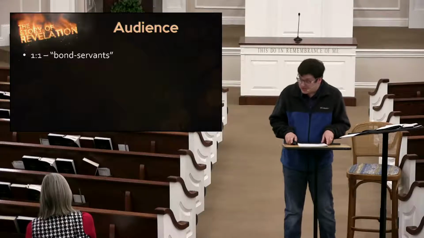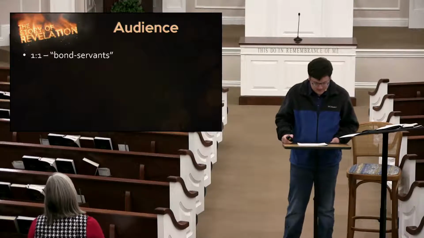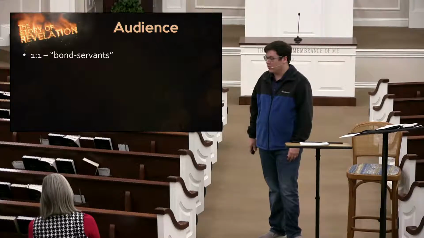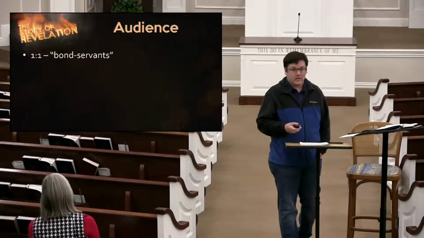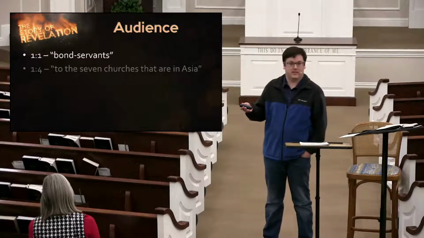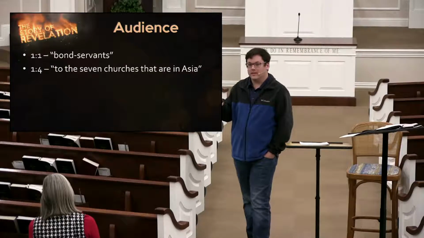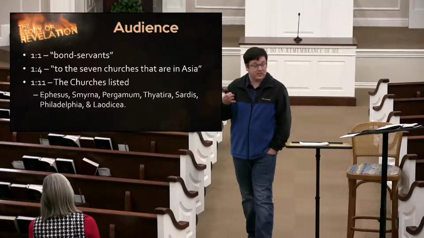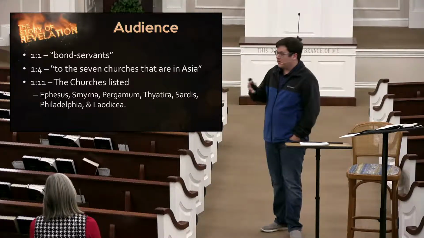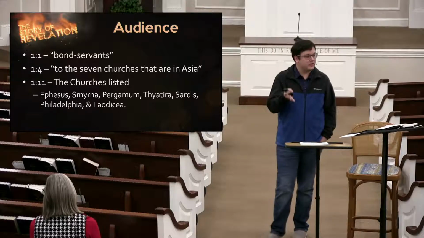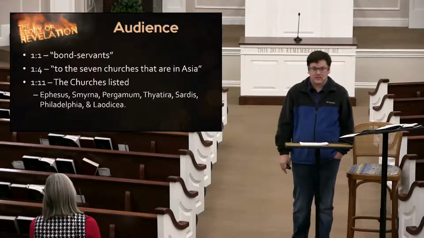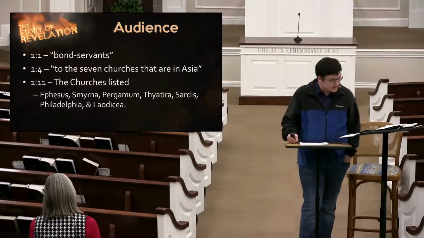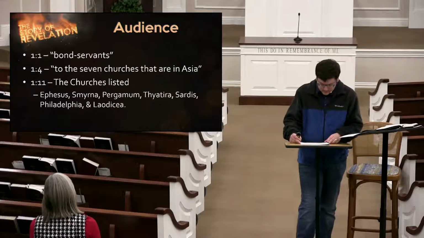Revelation has a very specific audience. John, who is writing this book, makes it very clear who he is writing to. In verse 1, he says he's writing to the bondservants. In verse 4 of chapter 1, he says to the 7 churches that are in Asia Minor more specifically. And then in verse 11, he lists those 7 churches whom he's speaking to: Ephesus, Smyrna, Pergamum, Thyatira, Sardis, Philadelphia, and Laodicea.